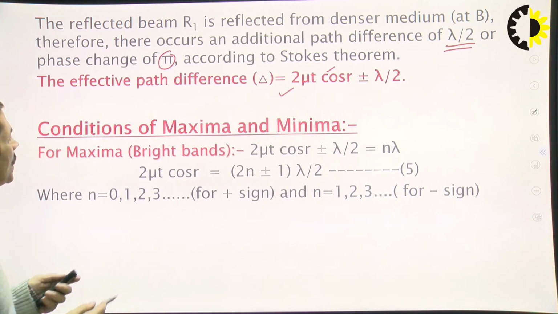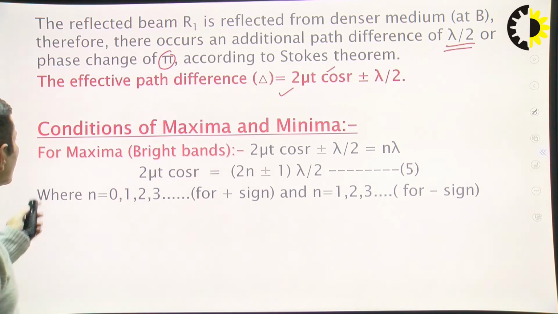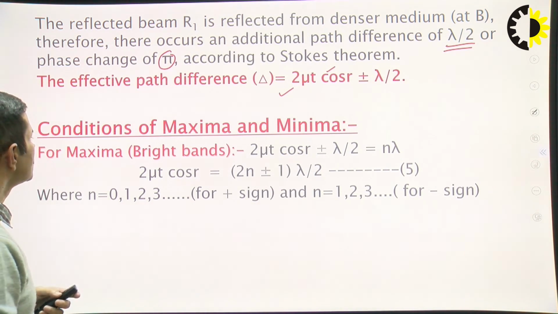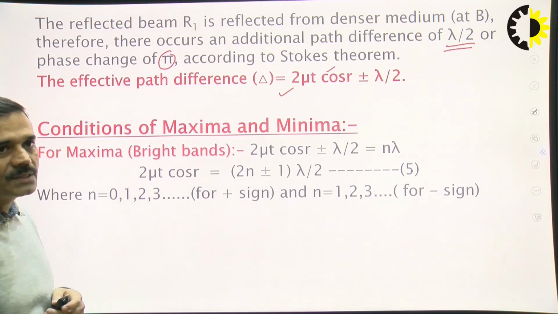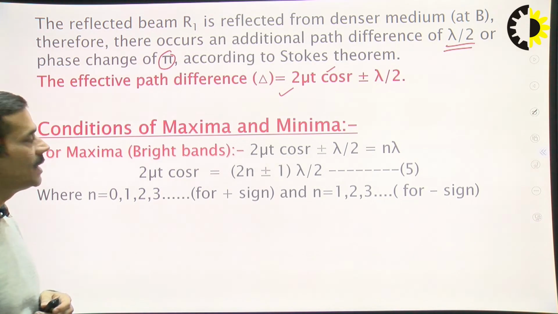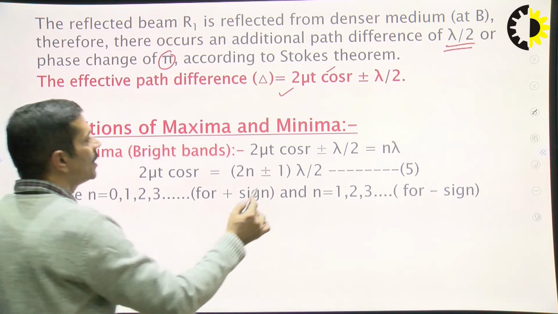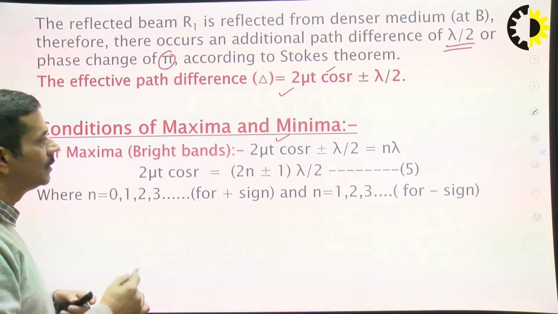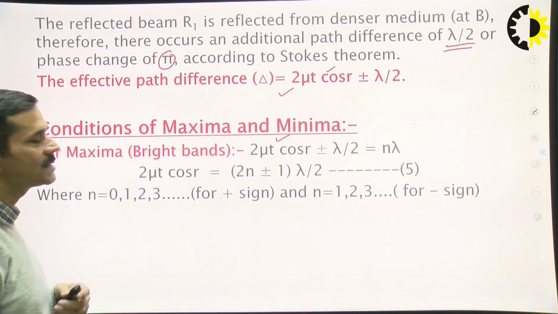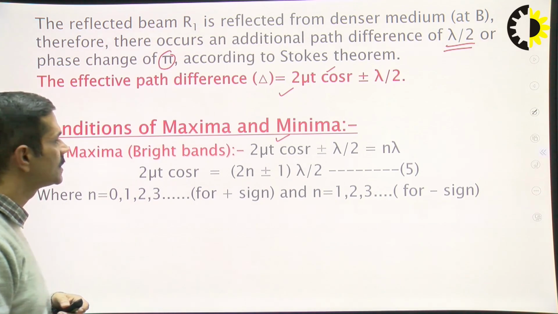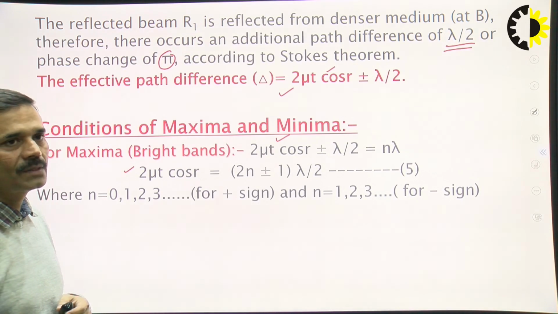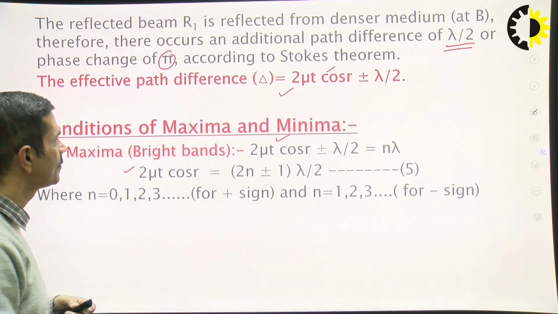Now we can write the conditions for constructive and destructive interference, that means for maxima and minima. In case of thin films, the maxima are also known as bright bands. So when the path difference is equal to n lambda, we have constructive interference, or maxima, the condition for the bright bands. We will have this condition given by equation 5.